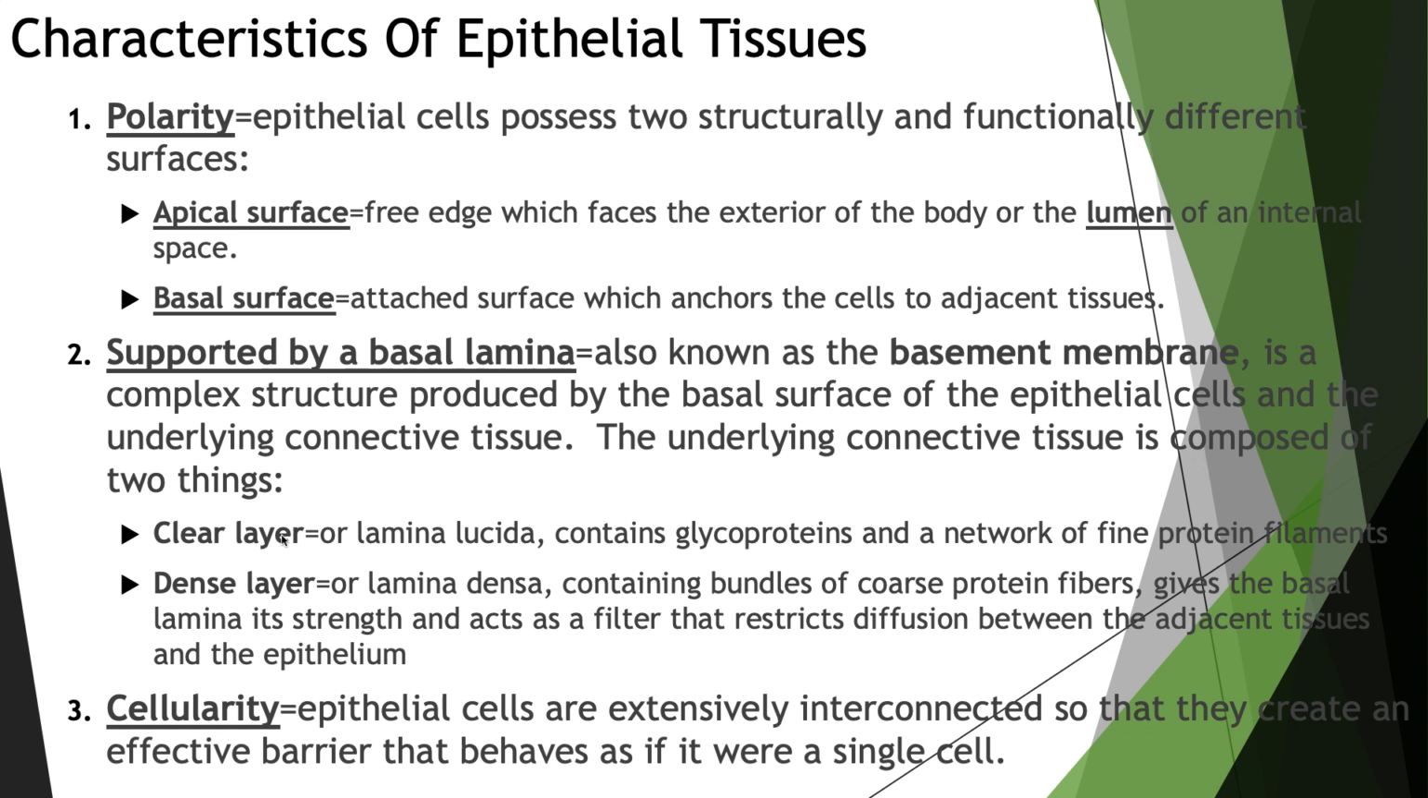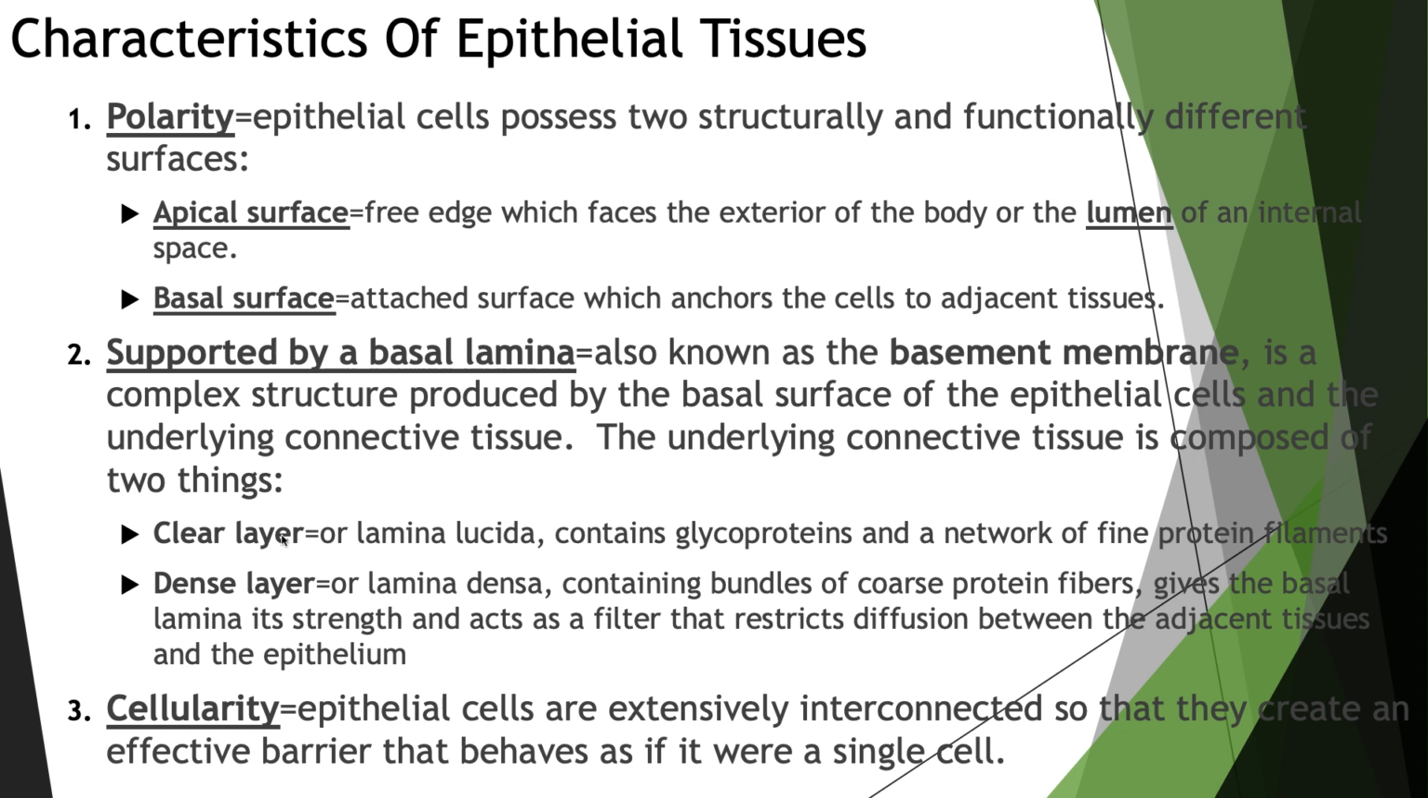All right, some of the characteristics of epithelial tissue. On either surface, they possess two structurally and functionally different things. You have the apical surface, which is the free edge and faces the exterior of the body. And you have the basal surface, which is usually attached with anchors to the adjacent tissue below. Most of the epithelia is supported by a basal lamina, or the basement membrane.